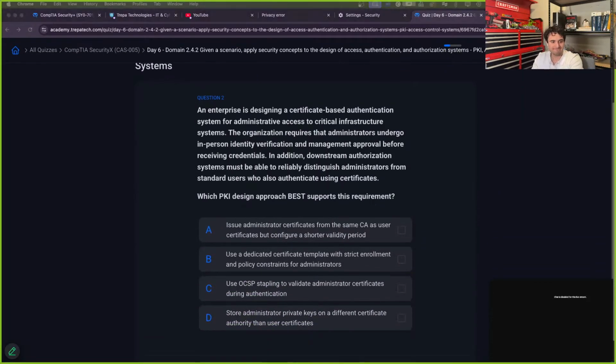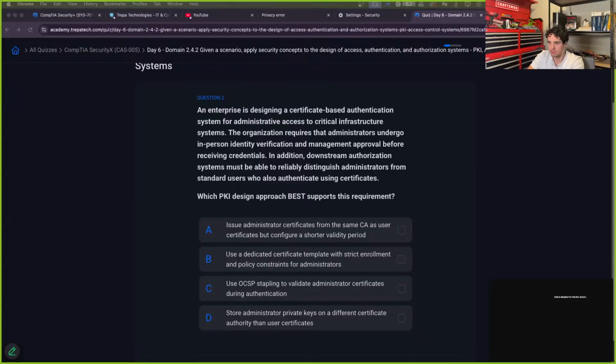Question 2. An enterprise is designing a certificate-based authentication system for administrative access to critical infrastructure systems. The organization requires that administrators undergo in-person identity verification and management approval before receiving credentials. That's like the DoD. In addition, downstream authorization systems must be able to reliably distinguish administrators from standard users who also authenticate using certificates. Which PKI design approach best supports this requirement?